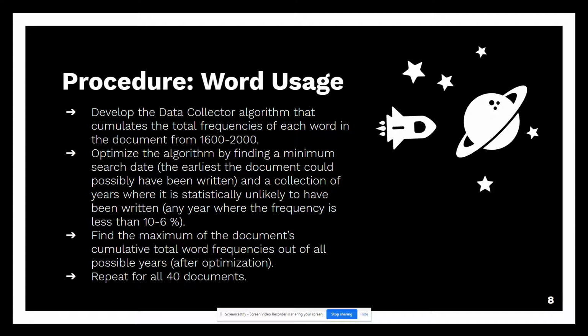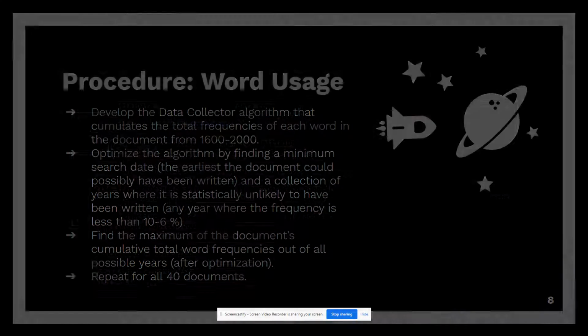I would also try to optimize the algorithm by finding the years where it's statistically unlikely for the document to have been written. For example, if the word frequency at a specific year is less than 10 to the negative 6%, then I would not consider that year as viable or a good estimate for my algorithm. After the optimization, I would find the maximum of my document's cumulative total word frequencies and return that year, and that is the year that I will be estimating. I would repeat all these steps for all 40 documents.